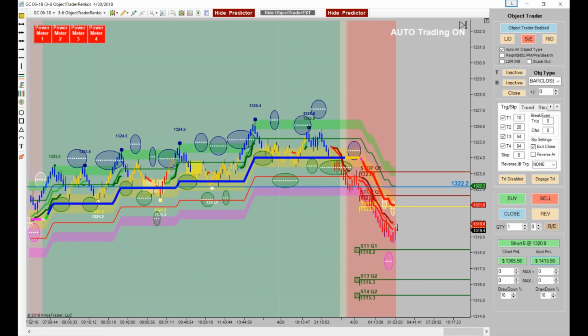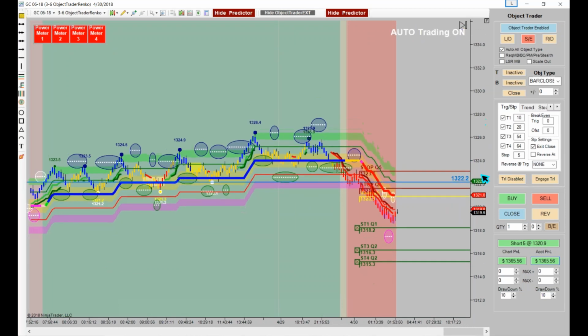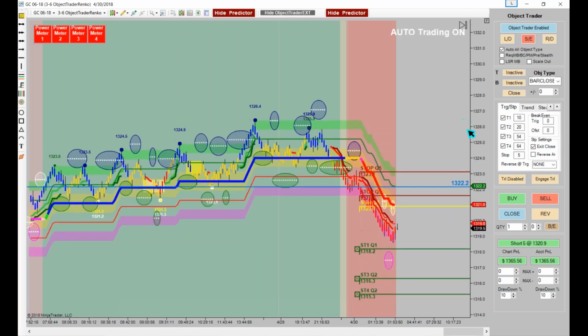Let's see, do you have to hit insert like a box trade? No, John, you don't have to. Bar close is just simply bar close. That's all it is, just bar close. Okay.